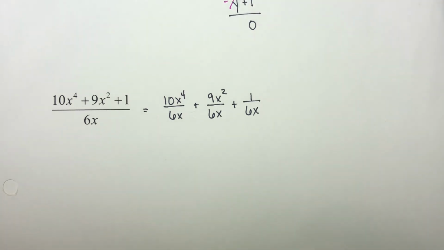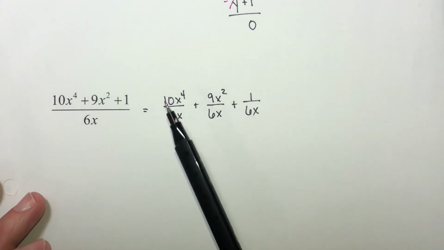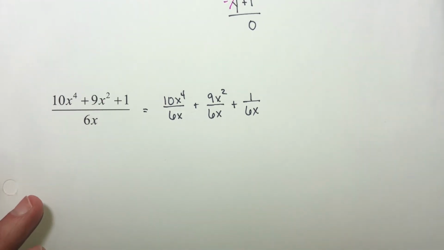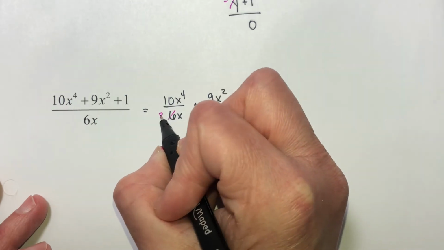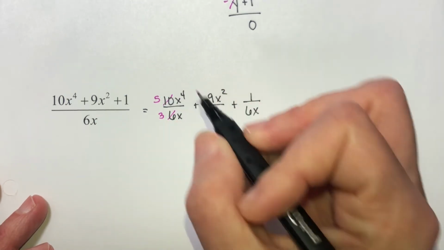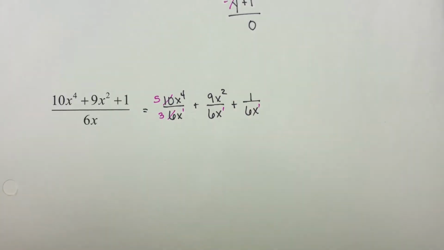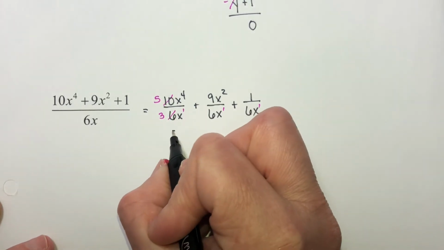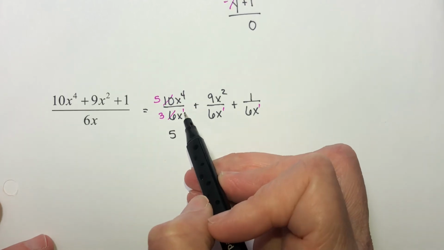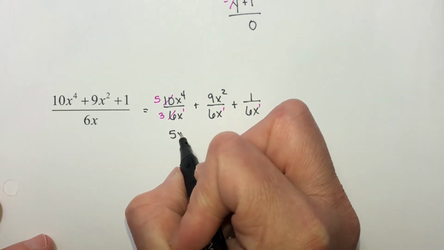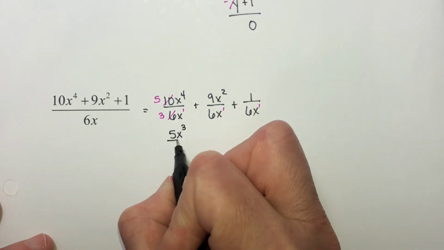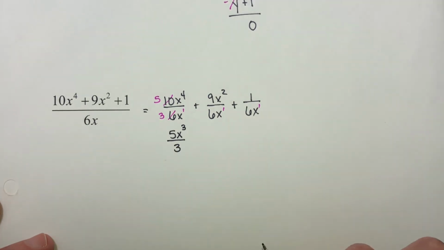Now, I do need to reduce these. The 10 and the 6 are both divisible by 2. That gives me a 3 here and a 5 here. And remember, these are understood first powers here. So I have a 5 in the top. 4 minus 1 is 3. The 4 was larger and in the top, so I have x cubed in the top. And that 3 is in the bottom.